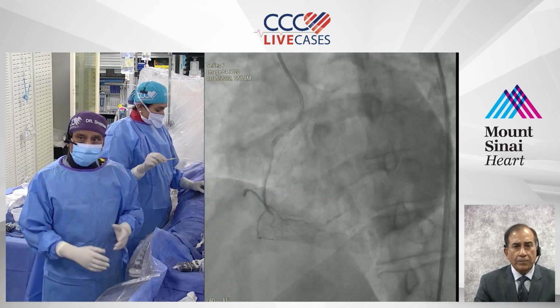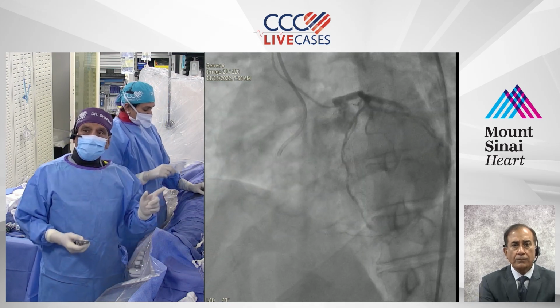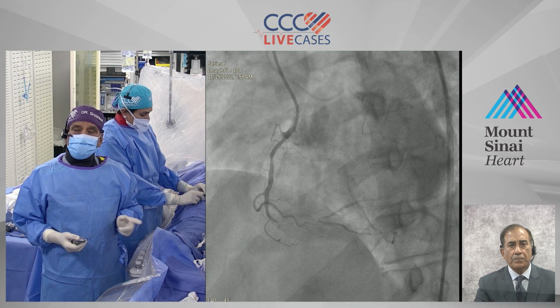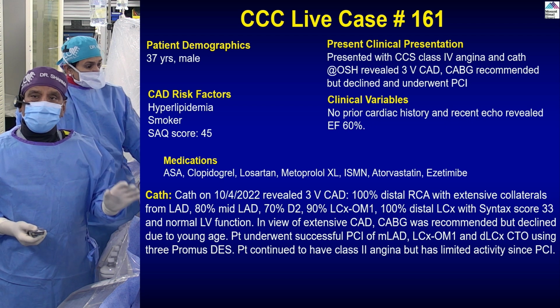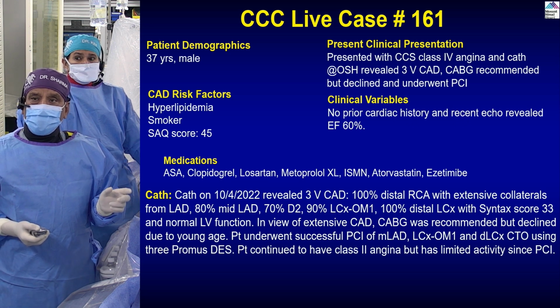And now the question always comes in this type of case. Let's complete my presentation. Go back to the slides, please. So this patient declined surgery largely because of age. High SYNTAX score of 33, but then has PCI of the LAD, OM, and CTO with the Promus DES.